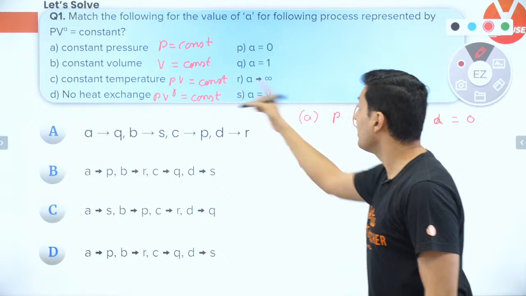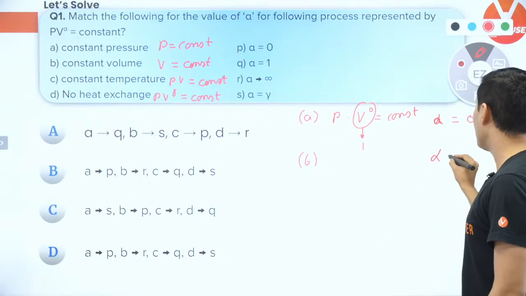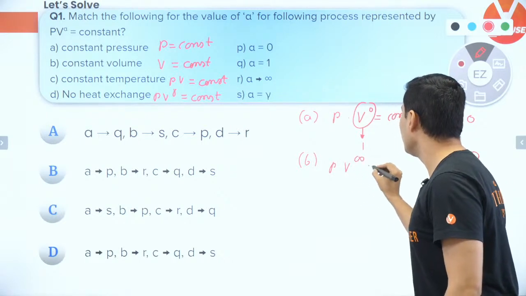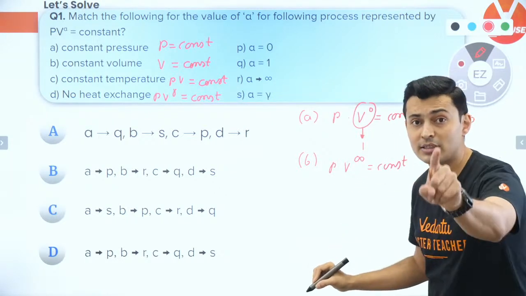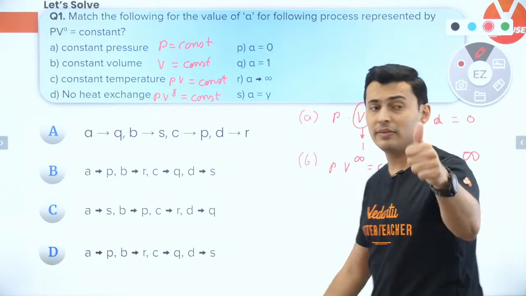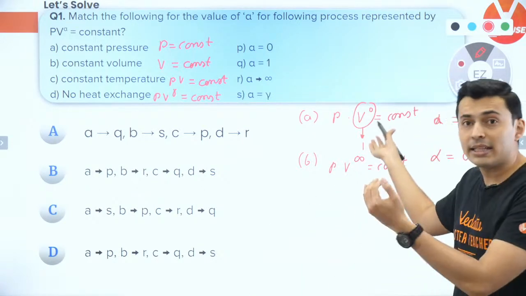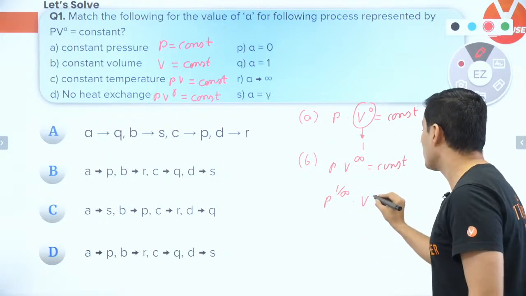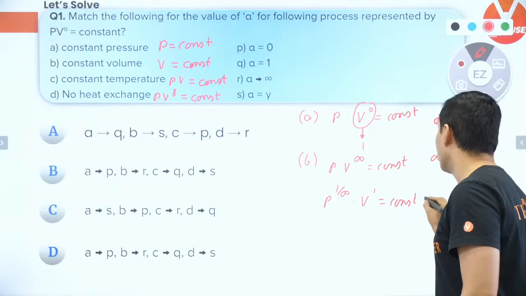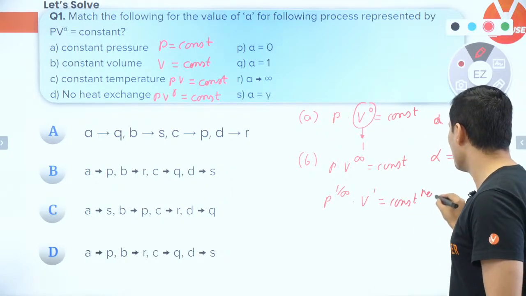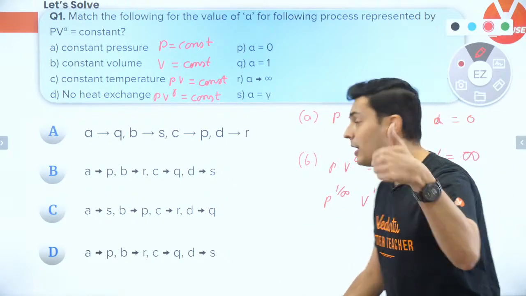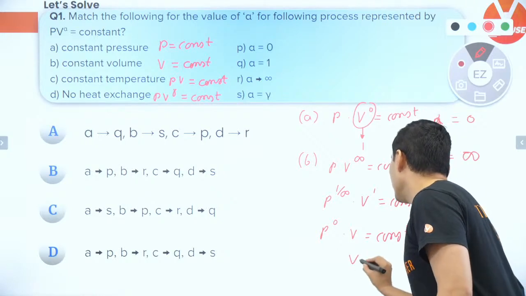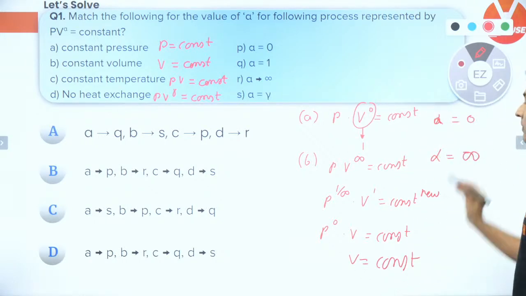Similarly, for option B, when volume is constant, understand the value of alpha will be infinity. This is a standard thing, because if PV raised to infinity is constant, then think about it guys, take the infiniteth root, P raised to 1 by infinity into V raised to 1 is equal to some new constant. Just think about this as some new constant. So P raised to 1 by infinity is P raised to 0 into V is constant. That means V is going to be constant. So that's for option B, alpha is infinity.